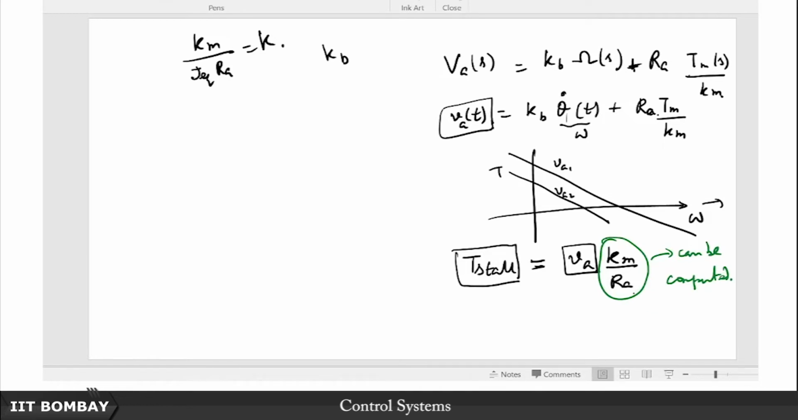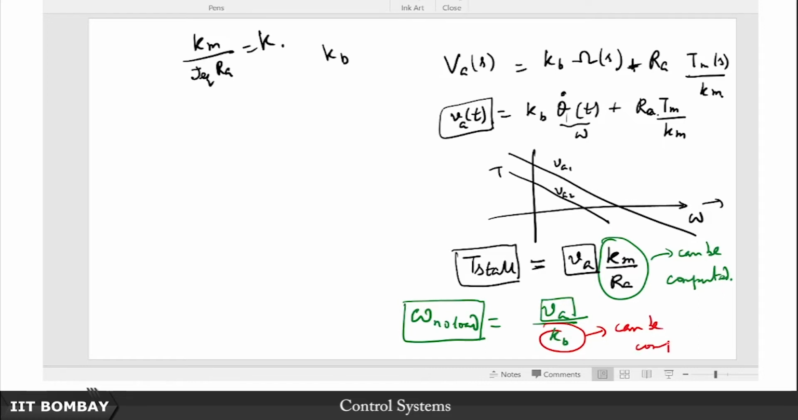On the other hand, suppose now you are running your motor at no load. If you are running your motor at no load condition, then the torque vanishes. So what you have is omega no load is given by VA by KB. Remember, this again you can measure, you have equipment to measure the no load speed. Of course, VA is the voltage that you are applying, so this is known. So then KB can be computed.